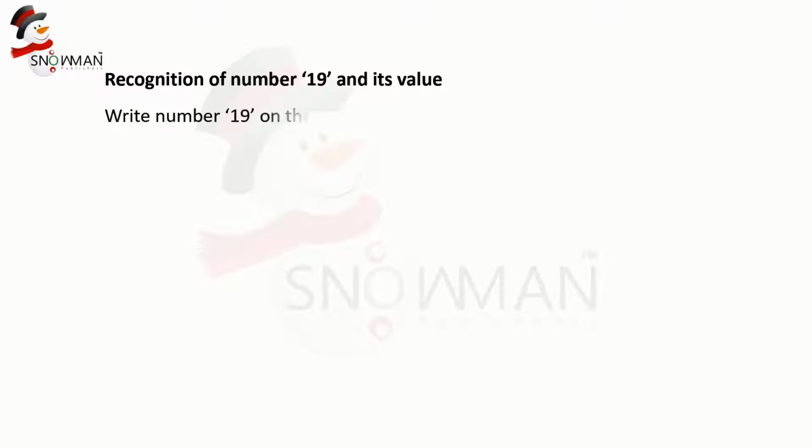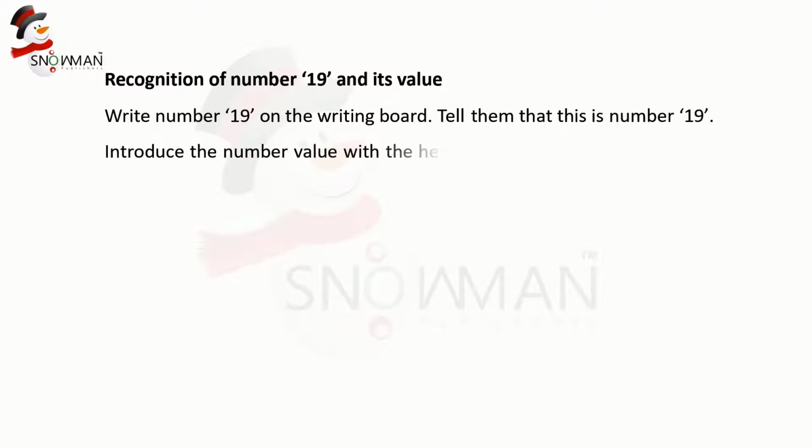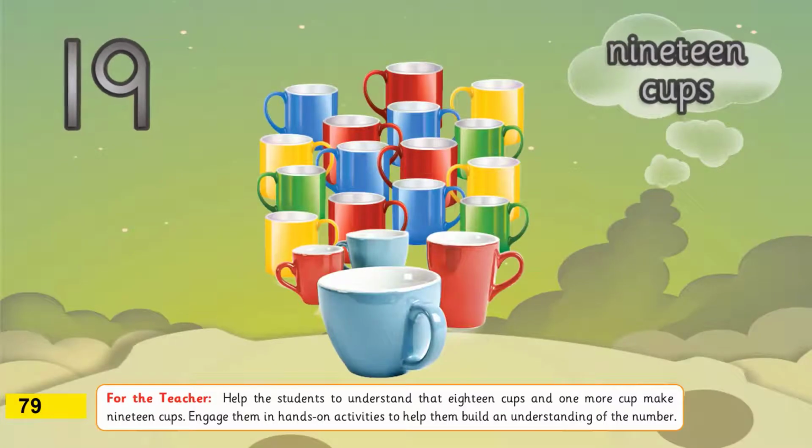Write number 19 on the writing board. Tell them that this is number 19. Introduce the number value with the help of the book. Show the picture, count and say 19 cups.